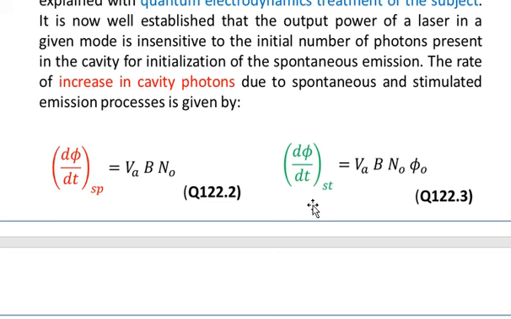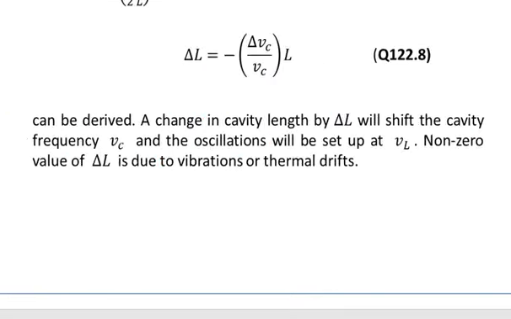And through the stimulated emission, we shall find that the rate of change of a photon is given by this expression. For the stimulated emission or the stimulated absorption case, or in general for the stimulated process, the result is Va times B times n0 times φ0. Equations 2 and 3, the rate of change of a photon through spontaneous emission and through stimulated emission, are explained in the appendix. So let me take you to appendix 1.